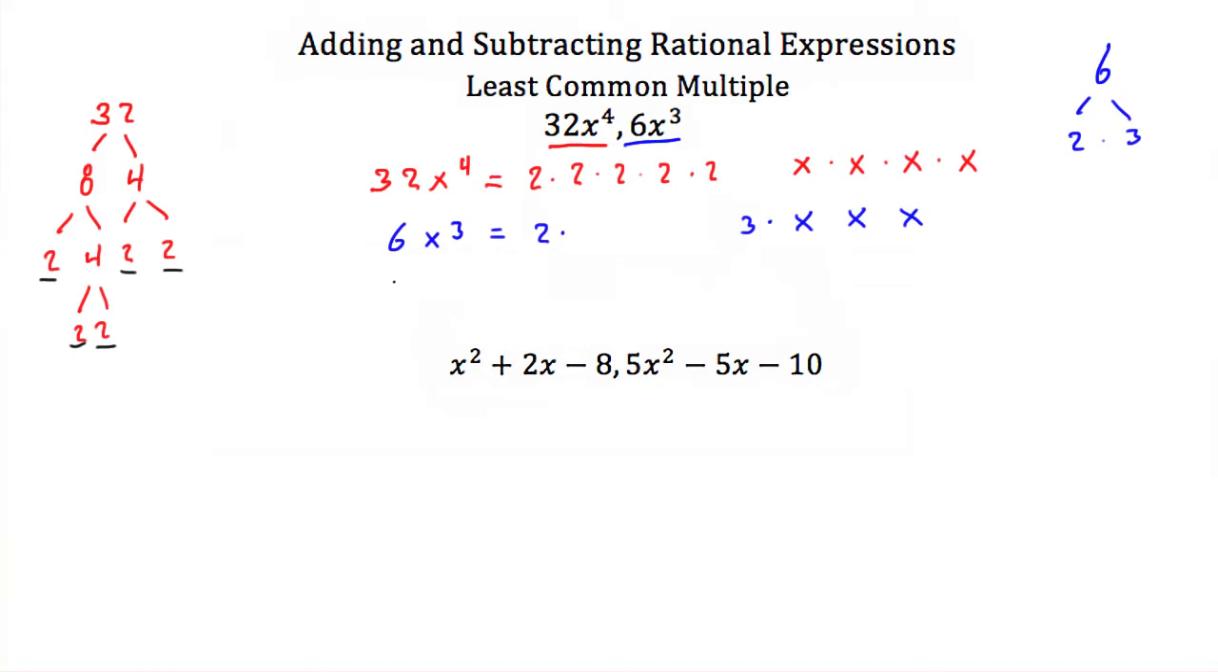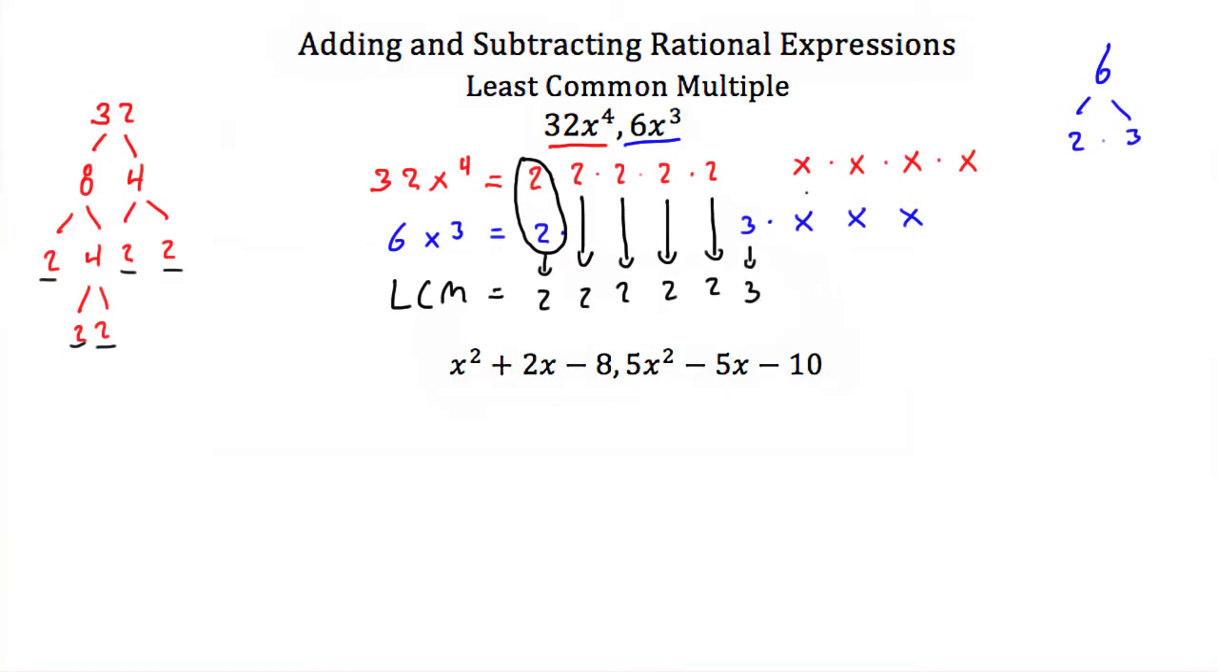The least common multiple includes all the factors of both numbers, but doesn't include any repeating factors. So we have a repeating 2 here, but we would only carry down one of those 2's. We'd carry down all the rest of the 2's, all 5 of them. We carry down this 3. We have 3 repeating x's here, so we carry down 1 x for each one.